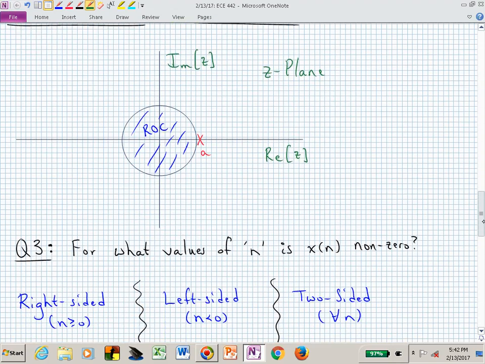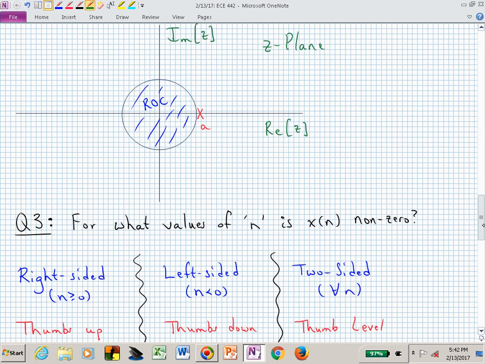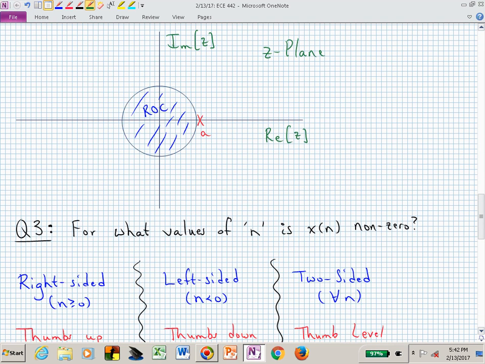Here's a different region of convergence. For what values of n is x of n non-zero? Now the region of convergence is interior to this pole at A. We're not told where the unit circle is. It could be, let's say, anywhere. I want to know when is this waveform defined, for what indices n? Up, down, or horizontal? We ready?